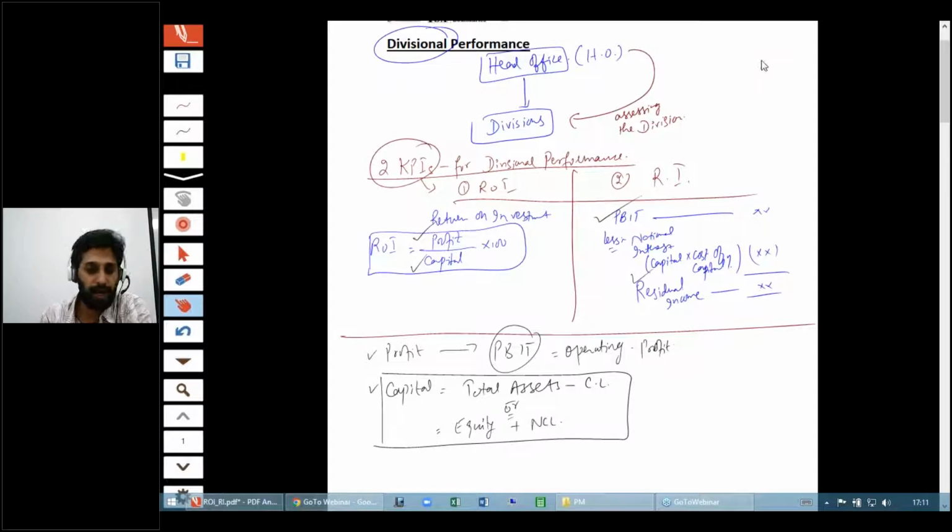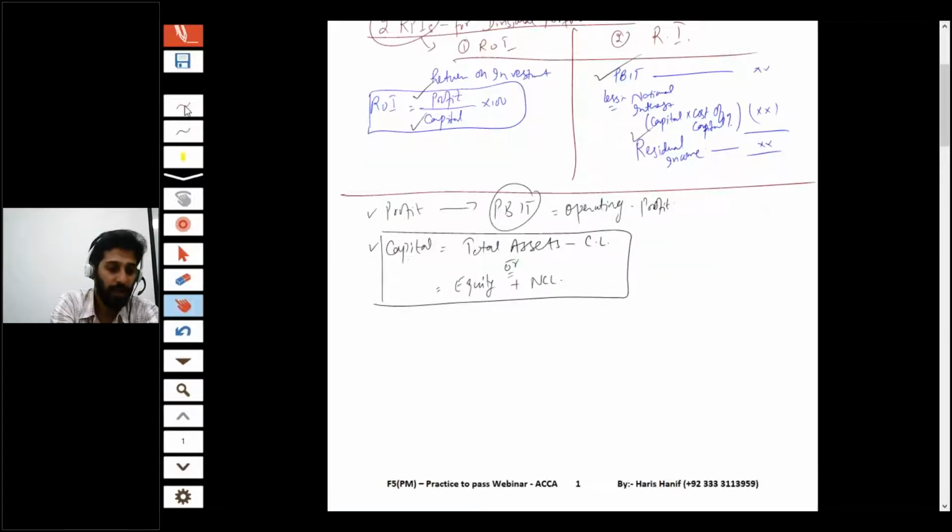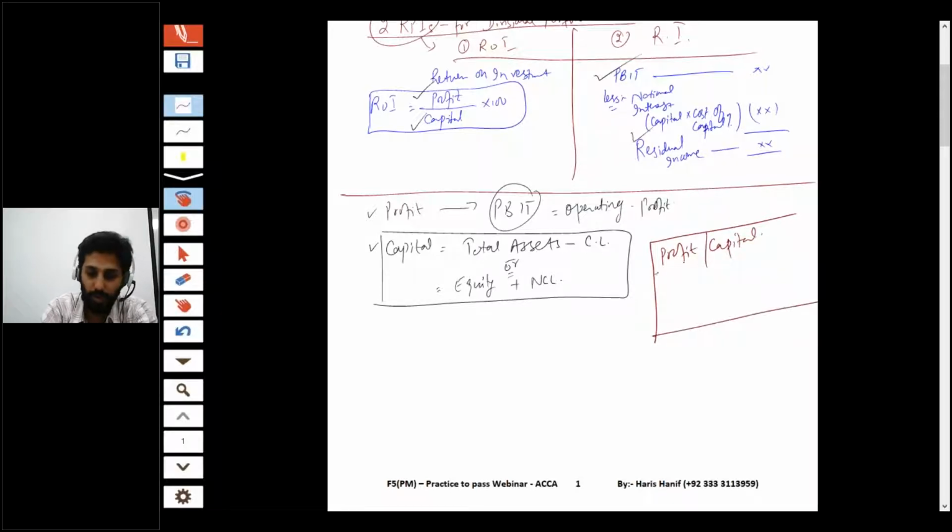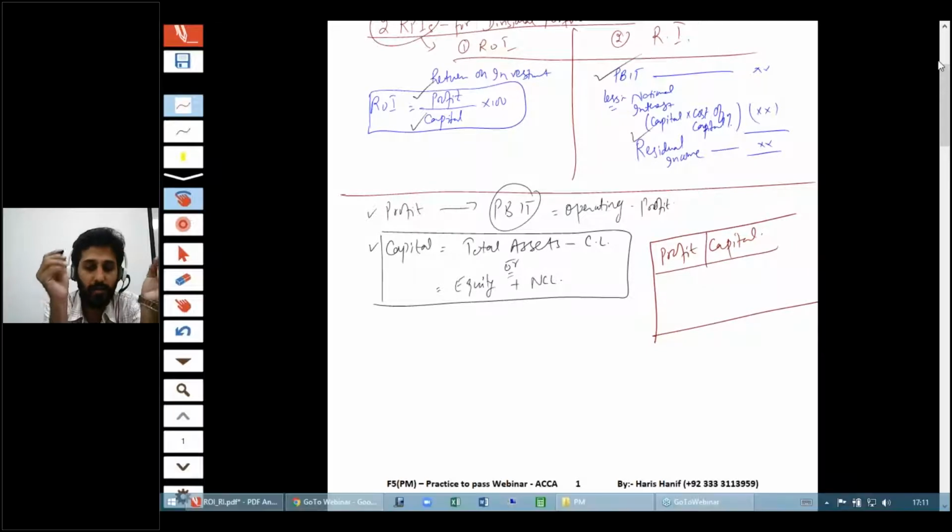Now, the point to be noted is that whatever the profit and capital figure is, both figures should be controllable by the division. It quite may be possible that there are many figures which are not controllable by the division. So those figures should not be incorporated.